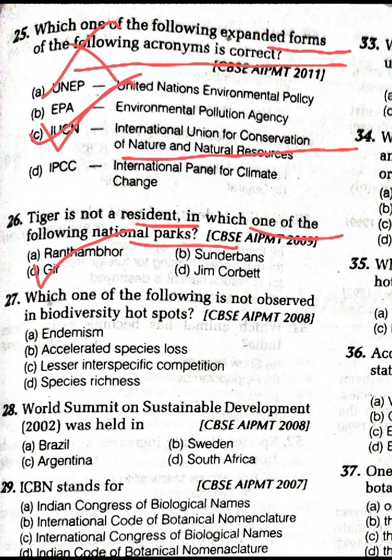Next, which one of the following is not observed in biodiversity hotspots? So endemism, accelerated species loss, species richness, they all are found. Option number C, it is not found in the biodiversity hotspot because interspecific competition can be seen there also. Next, World Summit on Sustainable Development was held in 2002 in Rio de Janeiro of Brazil. Option number A. ICBN stands for International Code of Botanical Nomenclature. Option number B is the correct one.